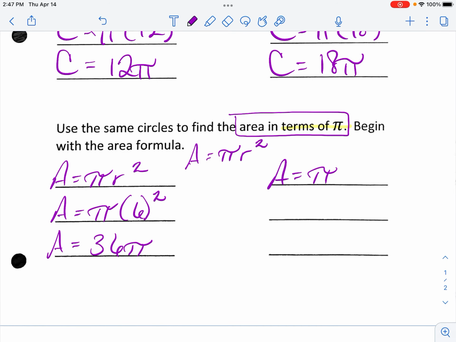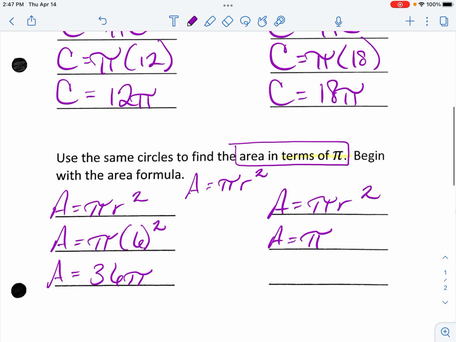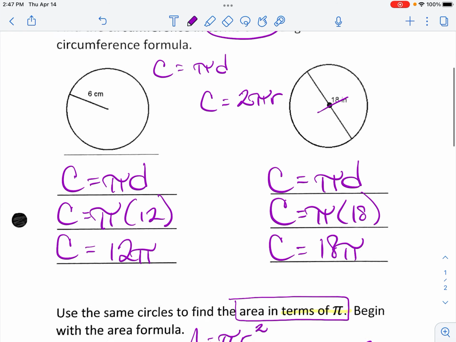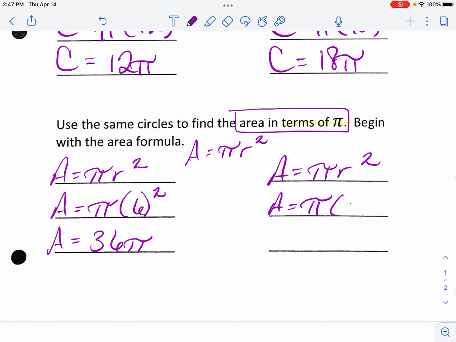And then the second one, area is pi r squared. We can leave pi alone. The radius halfway across would be 9. So we can substitute 9 in for radius. 9 squared is 81. So area in terms of pi would be 81 pi.